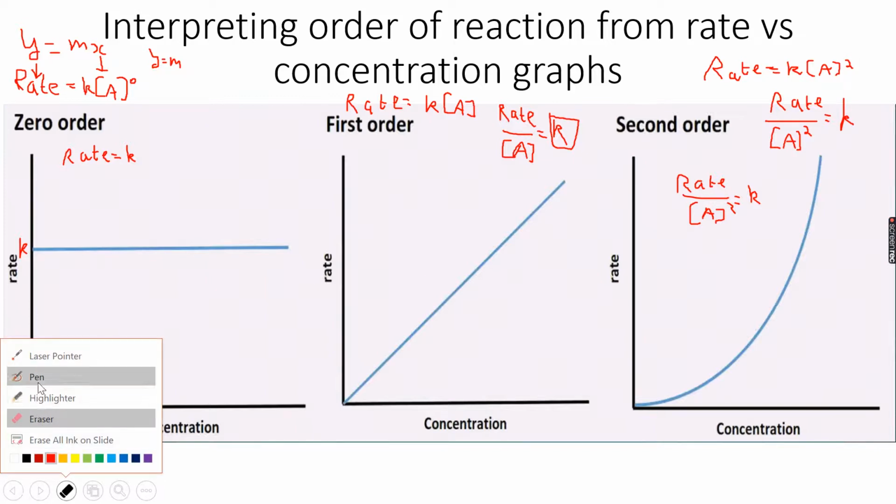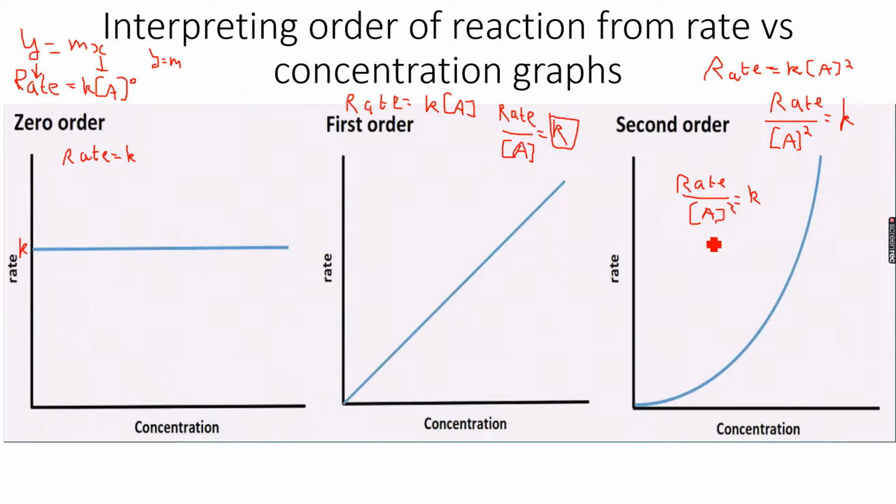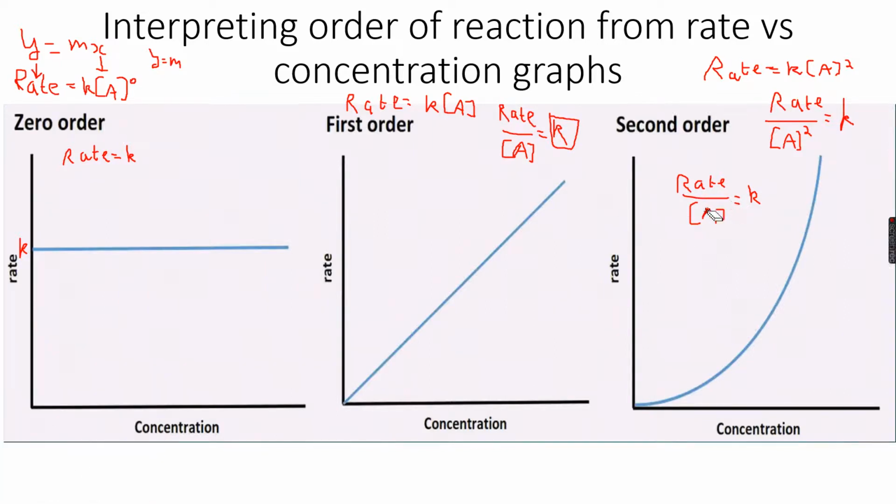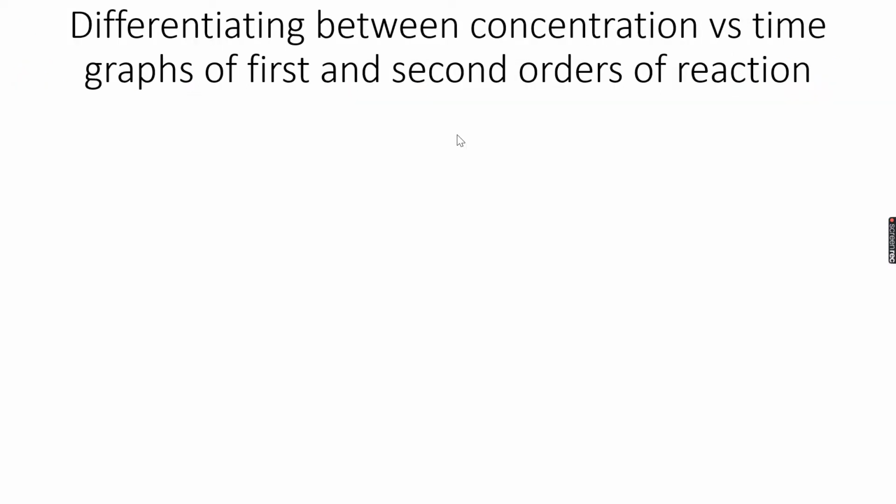So you just need to know that to calculate K, you can first calculate the gradient at the point, which is rate over the concentration of A, and then divide it by the concentration at that point, so that you get rate over A squared, so you get the value of K. So this is for zero, first and second order rate versus concentration graphs.